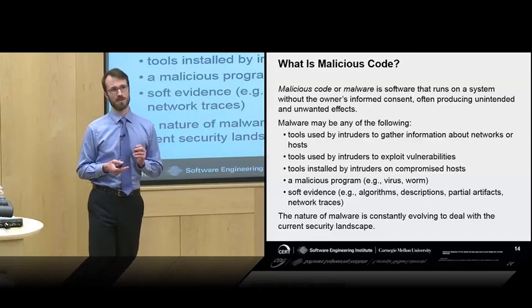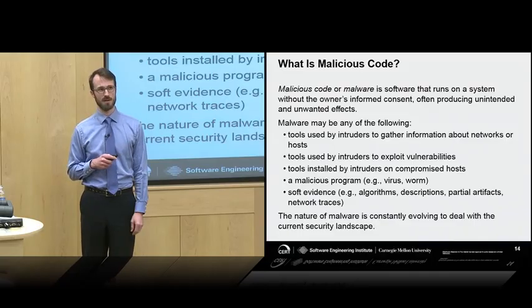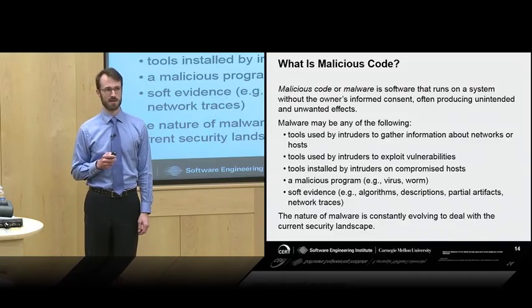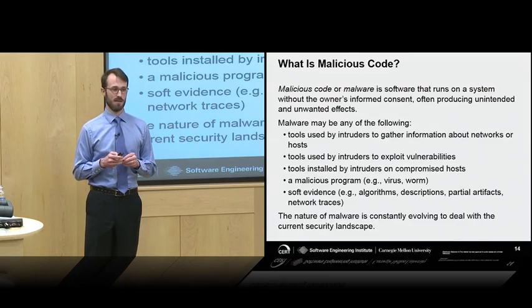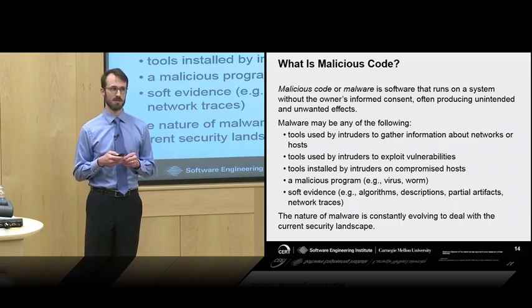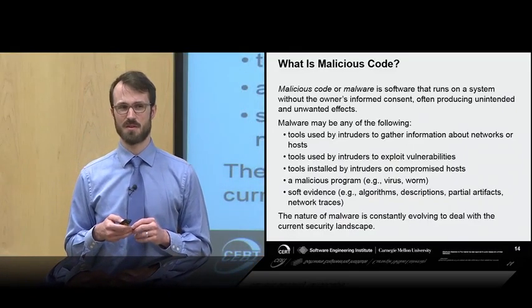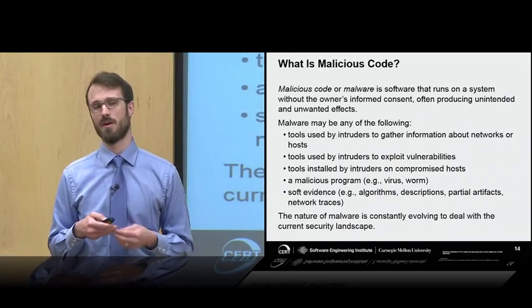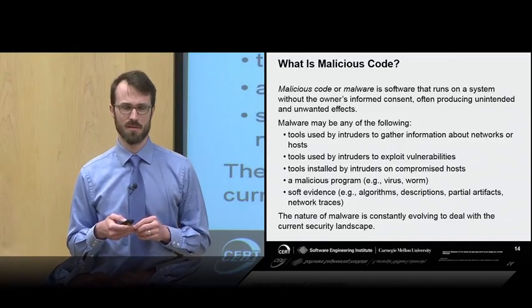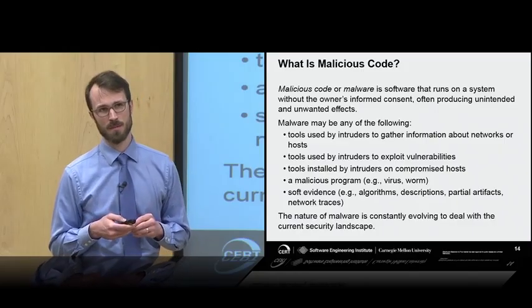Malicious code or malware is software that runs on a system without the owner's informed consent, often producing unintended and unwanted effects. It is a program intended to do something malicious to you that's either installed with your half consent. They either lie to you about what it is, or you never even get a chance to avoid installing it at all, as maybe with a web drive-by attack.